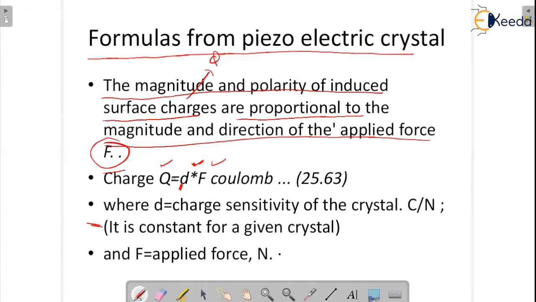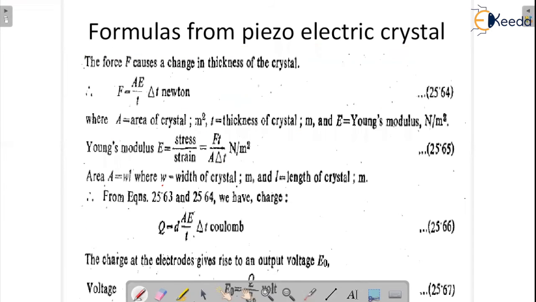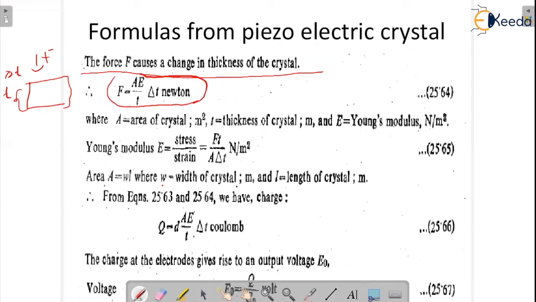Here d is very important, don't get confused. This is nothing but the charge density. Now, what are the formulas you are going to get from the crystal? If the force is applied along the crystal, and this is a general crystal, the initial thickness is T, then the change in thickness is delta T. Let me show you how you get this formula. The force causes a change in the thickness of the crystal.